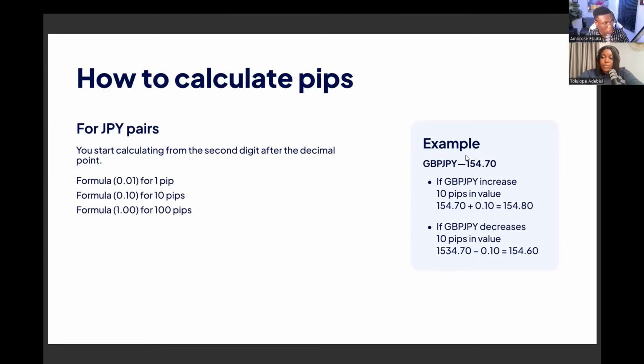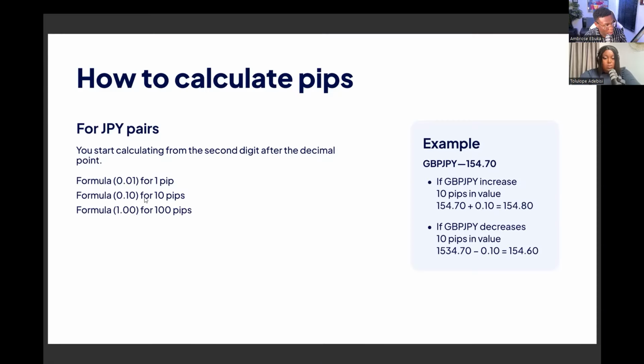For 10 pips, 154.80. Now, if you're doing one pip, it's going to be 0.01. And when you add it, what do you get? 154.7 what? 154.71. For one pip, 154.71. Exactly.